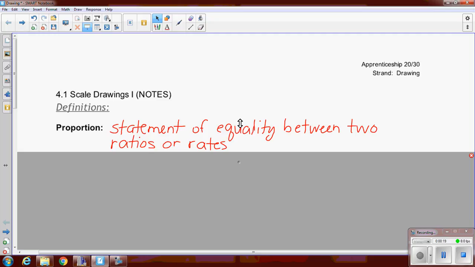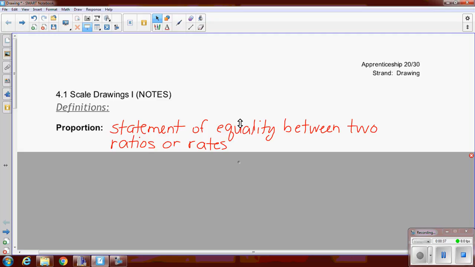The first definition is about a proportion. A proportion is just a statement of equality between two ratios or rates, and we'll just write down the definition. We'll get to these throughout the unit, but it's important to know what each of these means. So a proportion is a statement of equality between two ratios or rates.